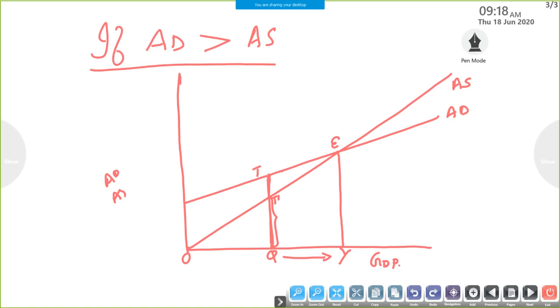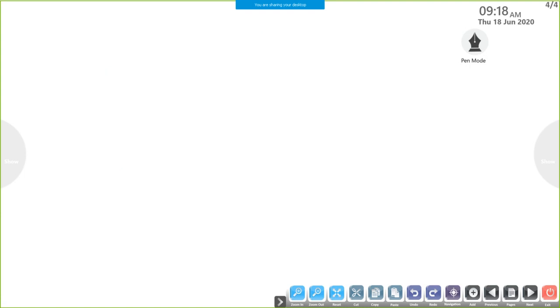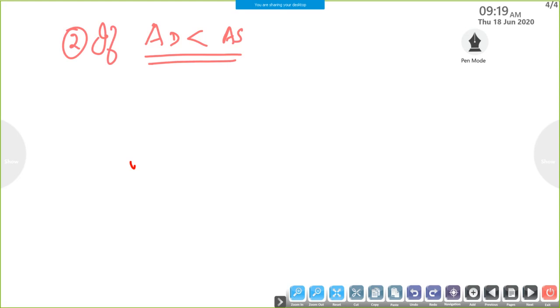This is the first situation, deviated from the equilibrium level. Now just the opposite, we can take AD is less than AS. Second situation, if AD is less than AS, how can we show it? Again we need a diagram.